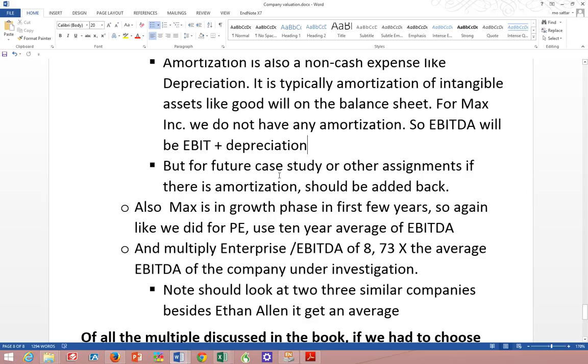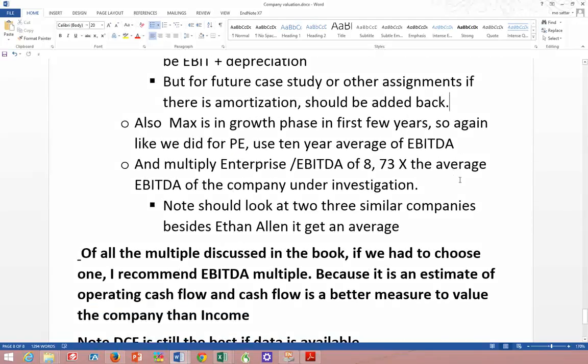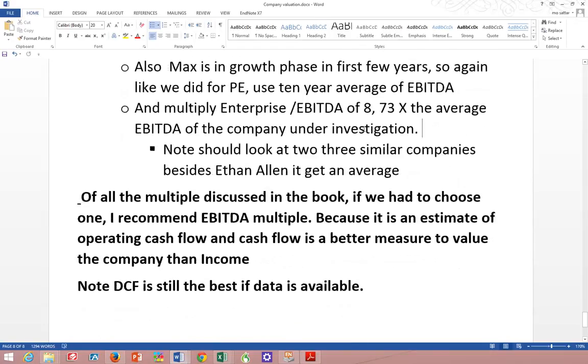But for future case studies, in different courses, if there is amortization, you'll also add it back using this methodology. Also note that in the case of Max, because there is a growth phase in the first few years, which EBITDA will be used? We got EBITDA for every year. Well, we would do the same thing we did with price to earnings ratios. We'll take the EBITDA for 10 years, add them up, divide by 10, and use the average EBITDA for the 10 years. Then we take that and multiply it by 8.73, assuming that's the multiple for the average of the EBITDA of the companies in the same industry.